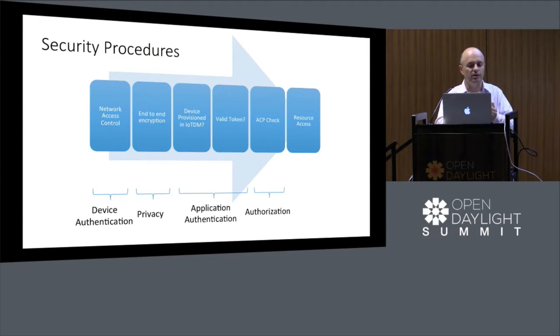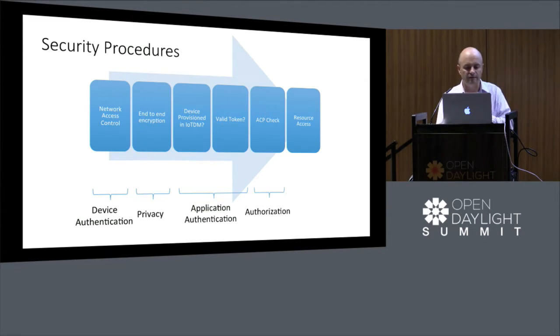Then, once you have established an end-to-end tunnel between IoTDM and the device, and I keep saying device, but again, this is a generic term, it could be a gateway. Once you have this channel, you establish a connection and you verify if the device is known. Do you know this device? Has it been provisioned in IoTDM before? If you know the device, then you check if the device has a valid token.